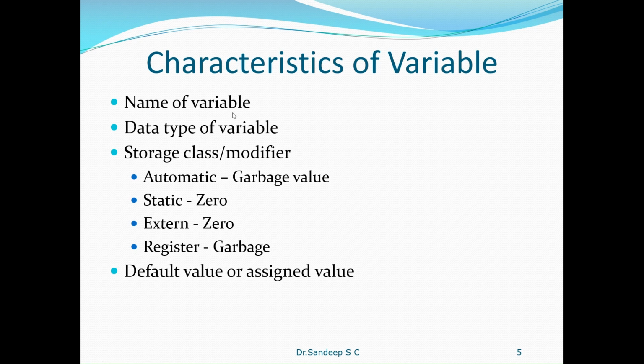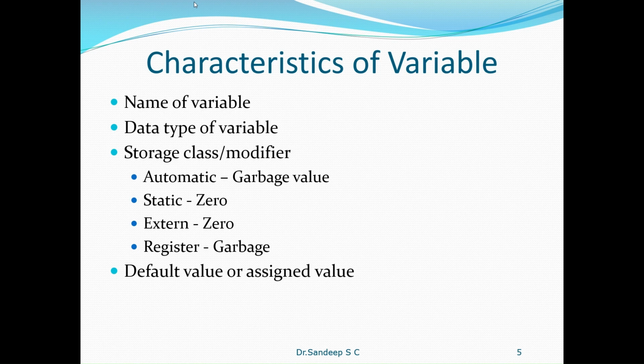Then that name will be associated with one of the data types. What type of data are we going to store in that particular memory location, which is named by that variable? Maybe an integer or a character or a float, whatever the data type we want to have, whether it can be a primitive data type or a derived data type or user defined. We need to have some data type with the variable.